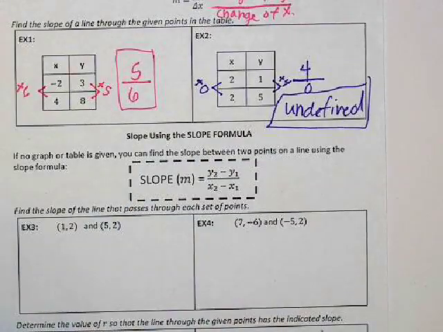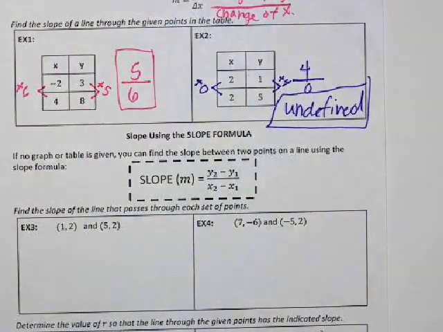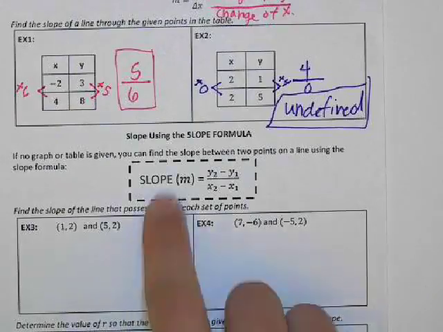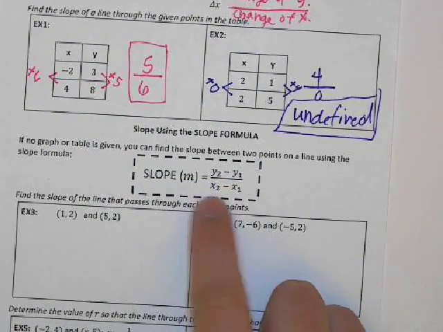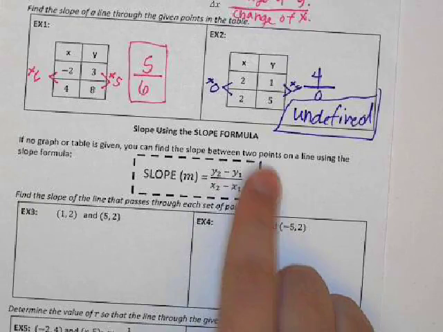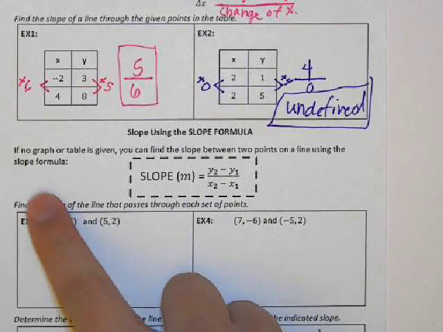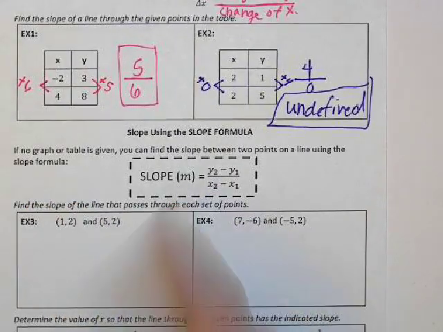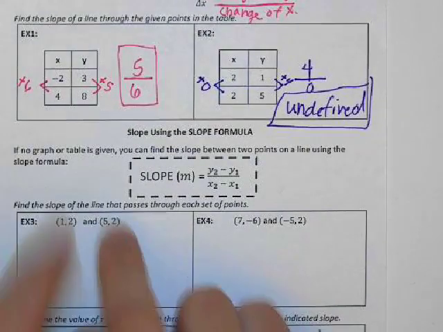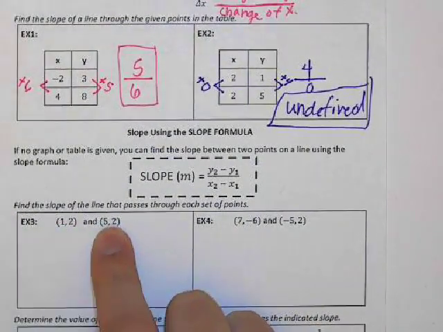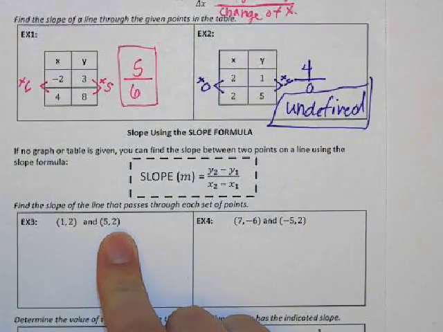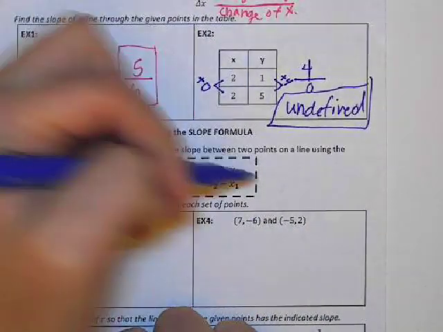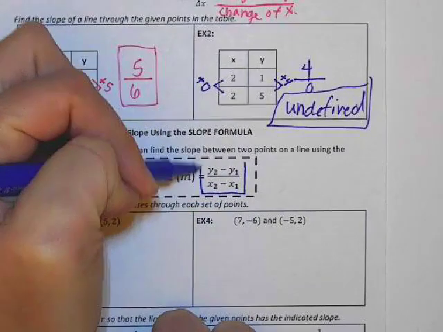Okay, slope formula. If you don't have a graph and you don't have a table, you can find the slope between 2 points on a line using slope formula. So slope equals y2 minus y1 over x2 minus x1. Have you all ever talked about this before? Yeah. Okay, so find the slope of a line that passes through each set of points. So what I'm going to do is take both of these points and plug them into the formula. Here's my formula right here.